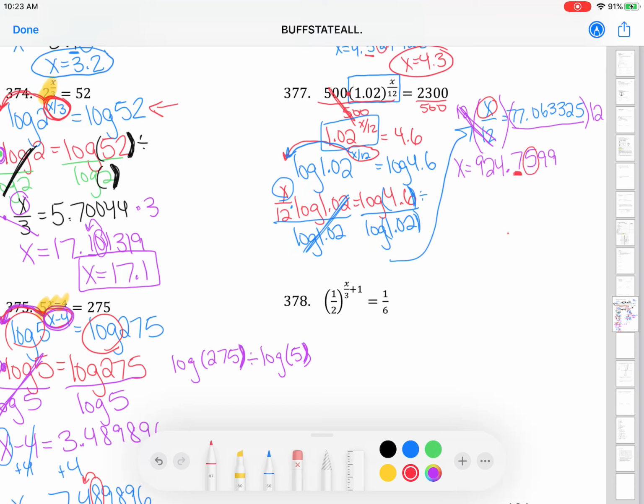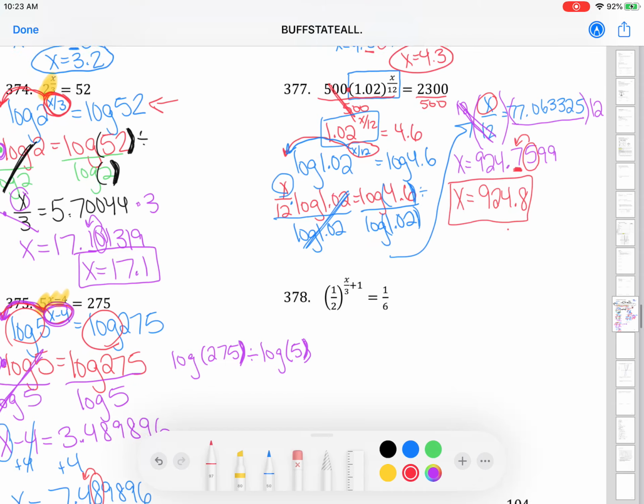And when I round to the nearest tenth, I refer to this number after the 7. 5 or above, give it a shove. It is a 5, so it does count as high enough to bring that up. So it's going to become 924.8.